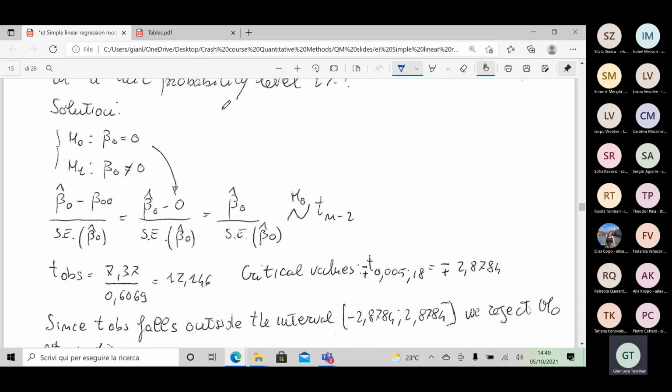At a significance level of 1%. Alpha is 1%, guys. So alpha over 2 is 0.5%. So we need to find two values on the table of the Student's t with 18 degrees of freedom. In particular, 0.5% is essentially 0.005. So take the table.